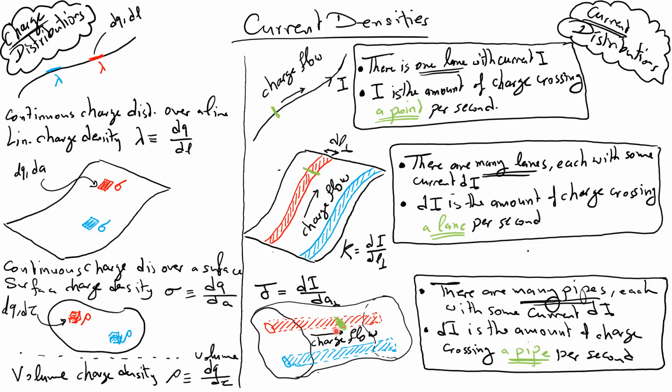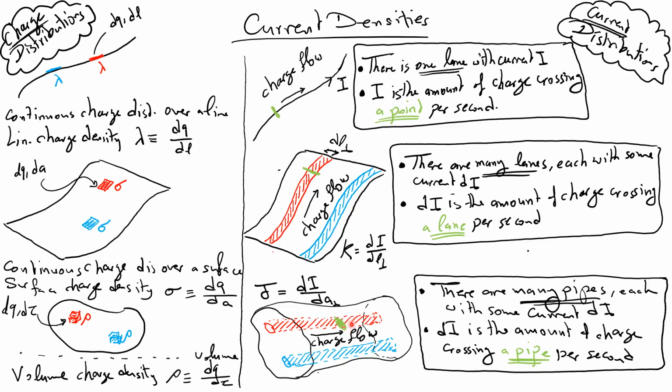Now you're not going to divide an area, like the sheet that we had here. You have actually a volume. So the way you are going to divide this whole volume is into pipes. These are your lanes. They are pipes in 3D. So there are many pipes, each with some current dI, just in the same way as here, an amount of current dI, which is nothing but how much charge is crossing a single pipe.